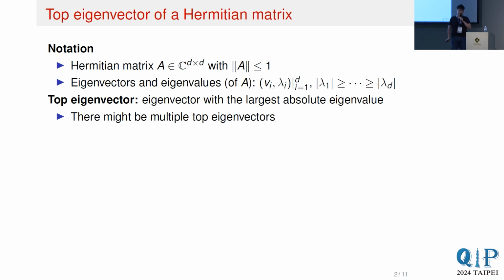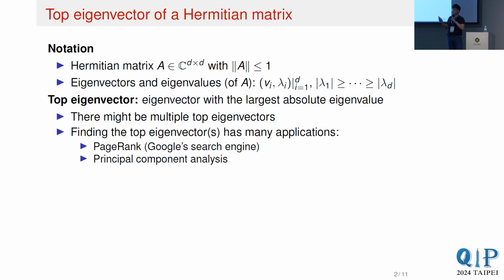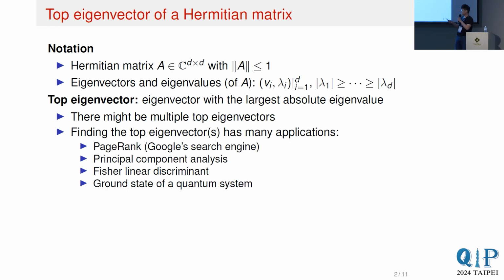Now you might ask why we care about the top eigenvector. There are lots of applications of it, including PageRank, principal component analysis, linear discriminant analysis, and the ground state of a quantum energy. The space here is too small, I cannot list all of them, but you can believe me, this is actually quite an important question.